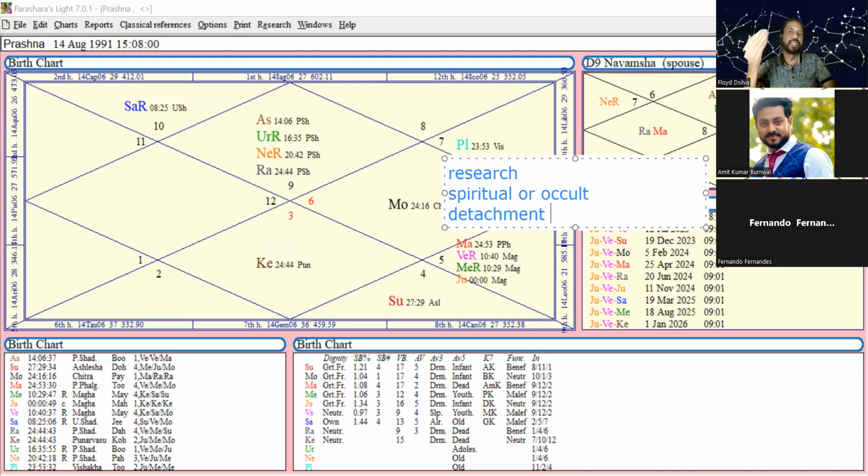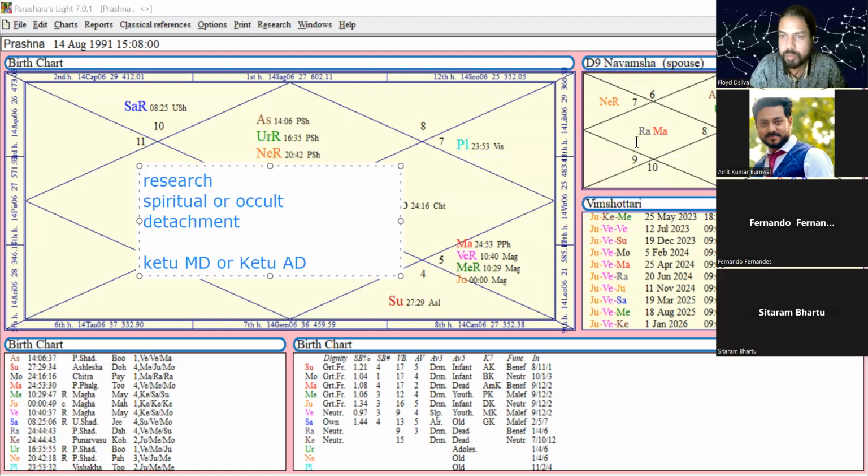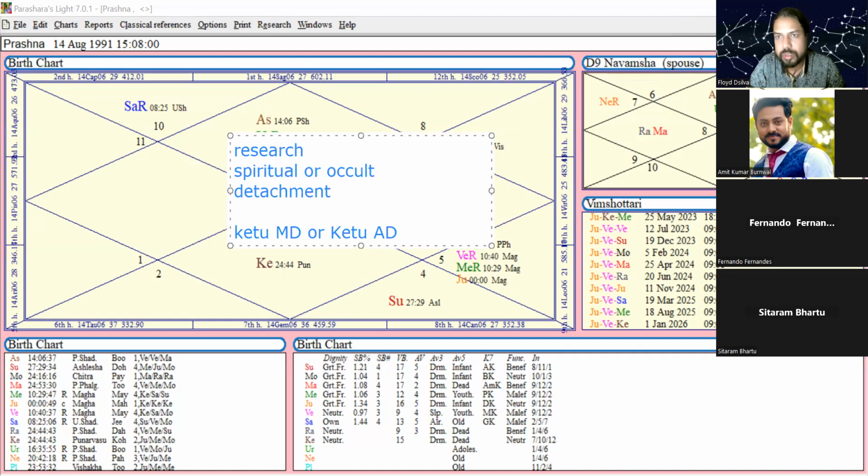So when a Ketu period comes in their life, like a Ketu Mahadasha or Ketu Antardasha, the planet of detachment will cause them some troubles. Let's see when their Ketu Mahadasha is. The Ketu Mahadasha ends on 12 July 2023, so in the last year or so, while Ketu was there, there might have been some issues.